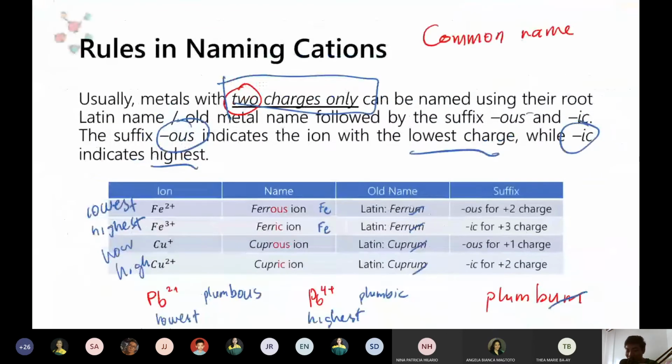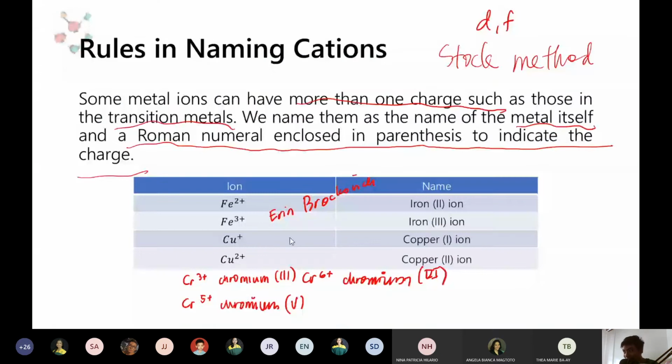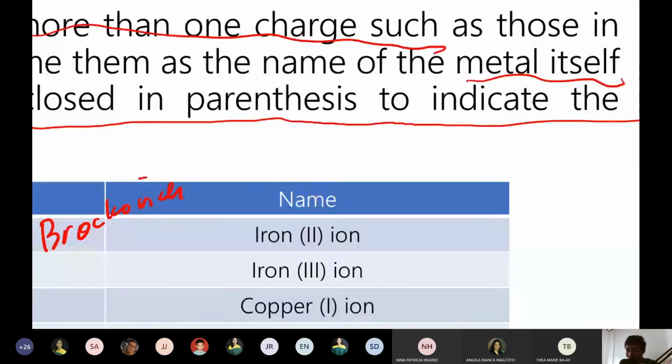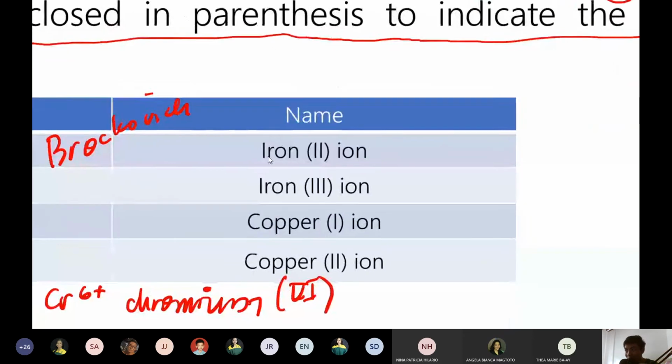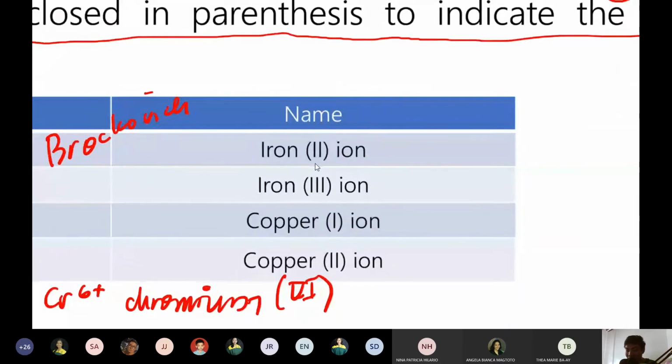Kaya, when I do my researches, I use the stock method talaga, no? Kasi, tignan mo, kunwari, hahanapin mo yung formula from the name. Iron 2, o madali lang yan. Fe yan na 2+. Iron 3, Fe yan na 3+. Copper 1, copper yan na positive 1. Copper 2, copper na positive 2 yung charge.